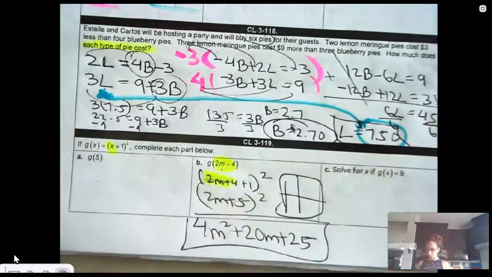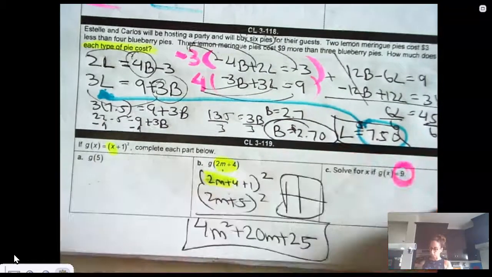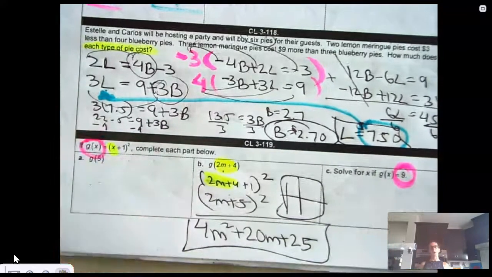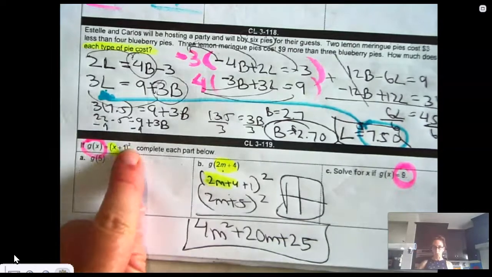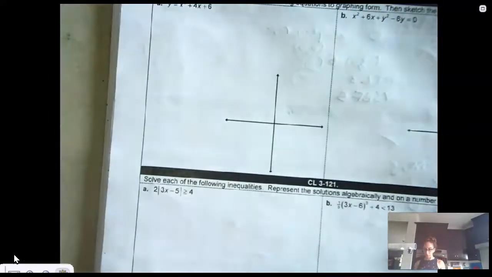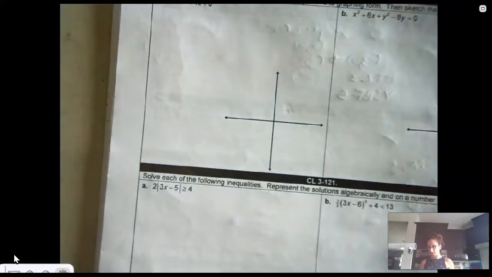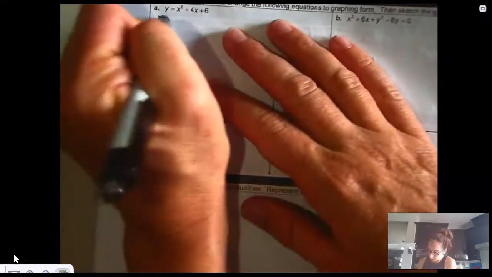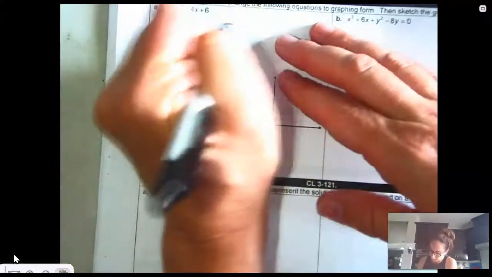Now this one, careful, because I want you to take that. Don't plug it into x, plug it into y, and then solve for x. How many answers should you have? If it's squared, 2. All right. Okay, complete the square. And so I'll complete this one, you'll do this one. So x squared plus 4x equals negative 6.